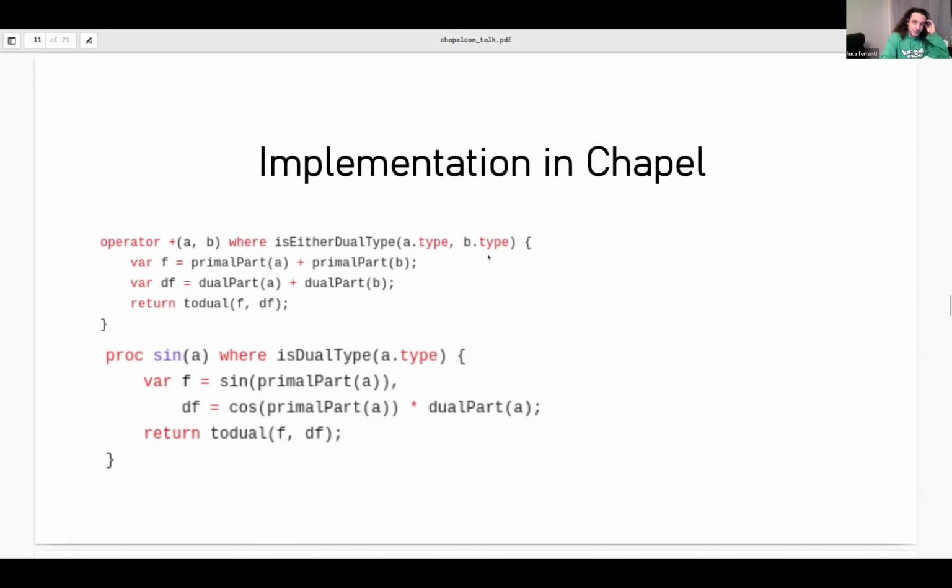The thing I wanted to highlight is that when I started with Chapel, one thing that really got me hyped and excited is how powerful where clauses are in Chapel, so that I could define a clause that either of them is a dual type. And now I have a catch-all syntax where, when I have mixed operations like floating point number and dual number, dual float, float, dual int, and so on, I can automatically overload primal part and dual part on all the real numbers. I get this very compact generic code which covers addition of dual numbers, but also mixed cases with dual and integer, dual and float, and so on.